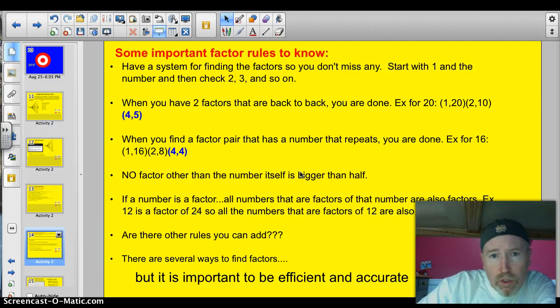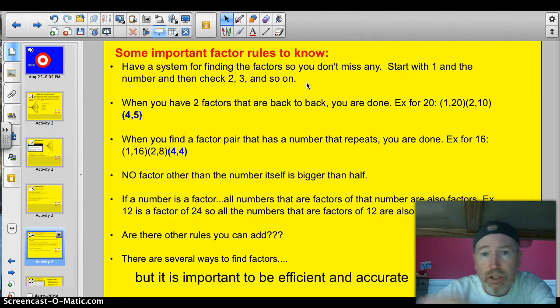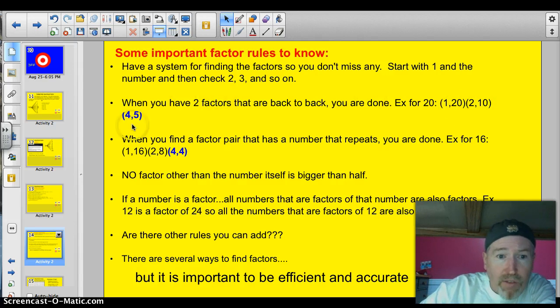Some important rules that we've developed. You've got to have a system for finding the factors so you don't miss any. Start with 1 and the number, and then go to 2 and 3 and so on, checking each digit until they arrive back in the middle. Just make sure you've got them all. When you have two factors that are back to back, you're done. For example, for 20, you got 1 and 20, then you ended up with 2 and 10, and when you hit 4 and 5, you're done.